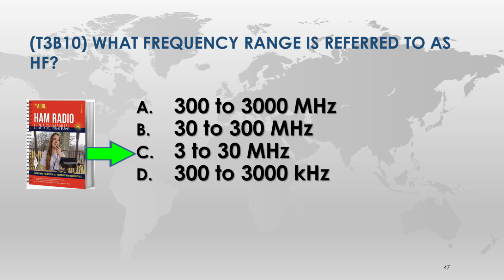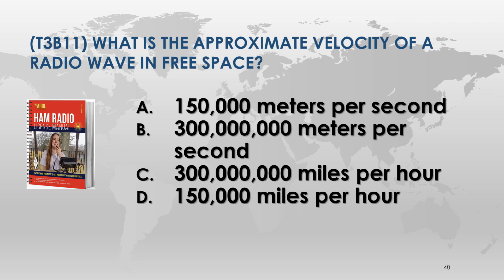What frequency range is referred to as HF? Charlie. 3 to 30 megahertz. Now, how do we know it's not 300 to 3,000? Because that's UHF. 30 to 300 is VHF. 300 to 3,000 kilohertz, that's 0.3 to 3 megahertz. Well, we haven't talked about that, have we? So it's Charlie, 3 to 30 megahertz. What is the approximate velocity of a radio wave in free space? We just had that question, so you should get this one right. Charlie. It is Bravo.